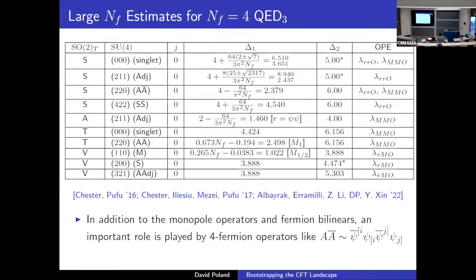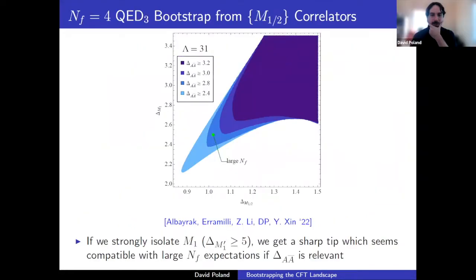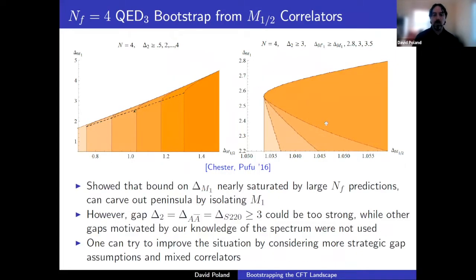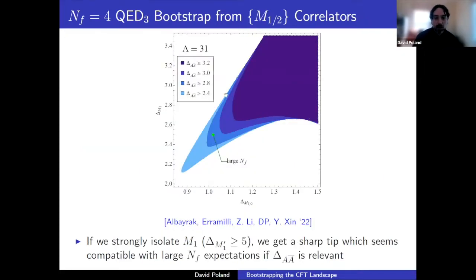Plugging in N if equals 4. Okay. So if you assume a big gap until the second charge 1 monopole, this peninsula structure that Pufu and Chester saw gets even stronger, and becomes fairly sharp, like a sharp tip that's pointing down. Basically the shape of this evolves depending on what you assume about this AA bar operator.